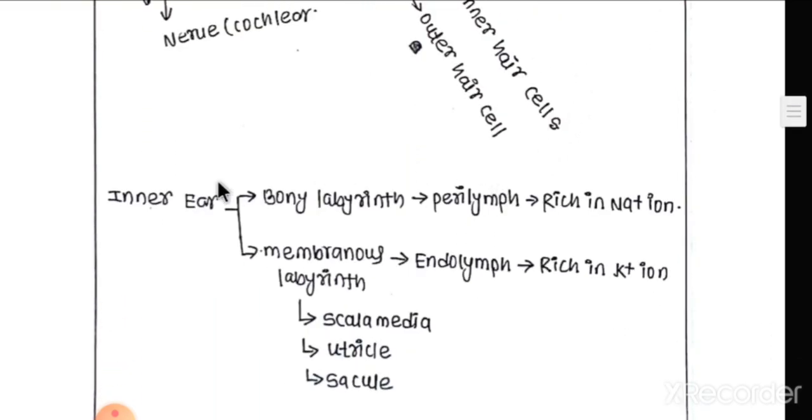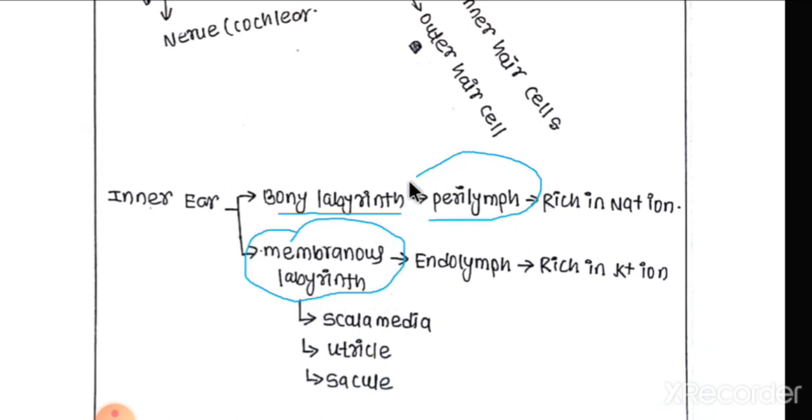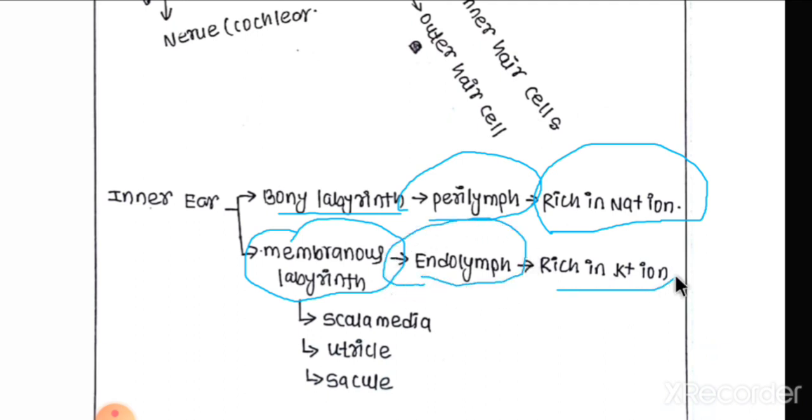The inner ear is divided into the bony labyrinth, and within it there is the membranous labyrinth. This bony labyrinth is filled with perilymph, which is rich in sodium ion, and this membranous labyrinth is filled with endolymph, which is rich in potassium ion. The membranous labyrinth is present all over the inner ear, that is the scala media, utricle, saccule, and even in the semicircular canal.